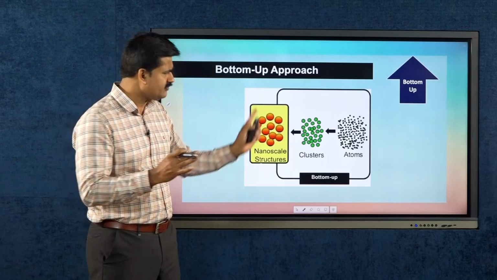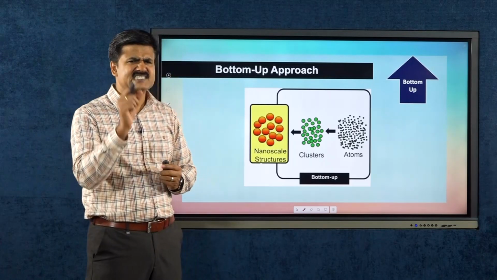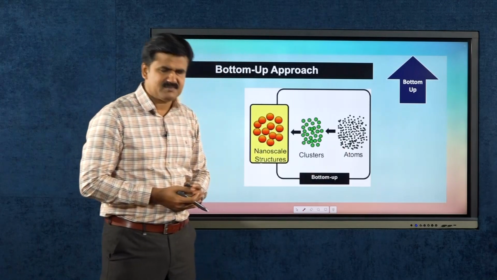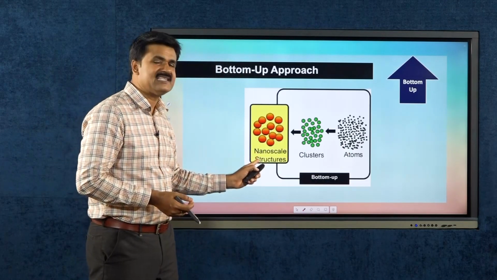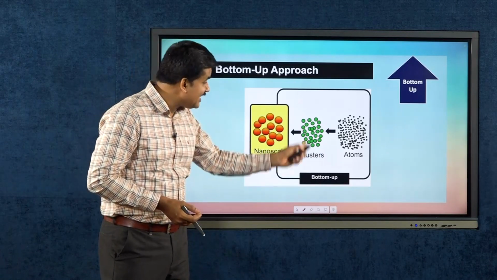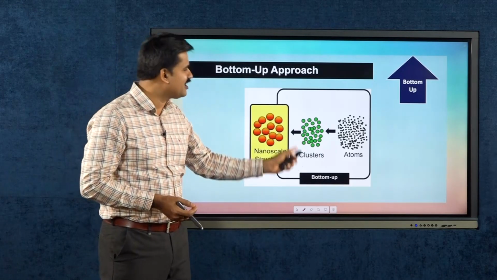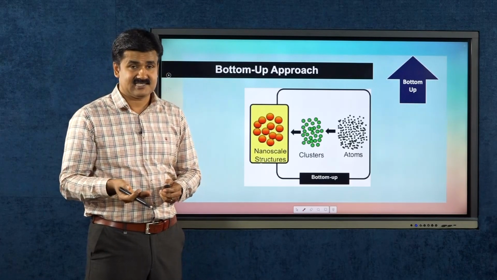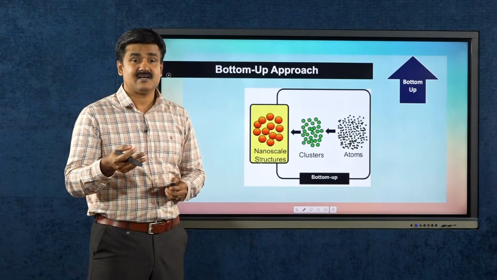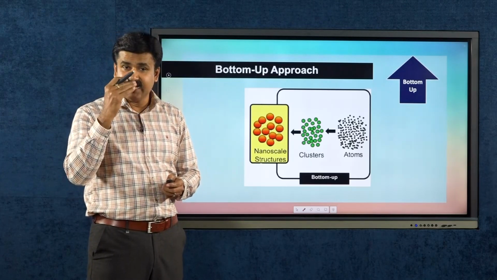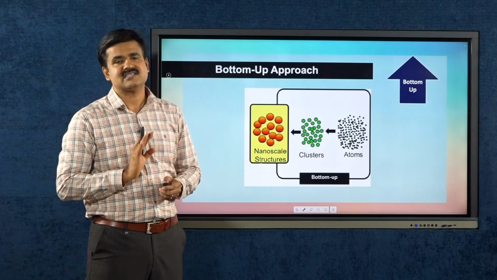From the picture, it is very clear that the smallest particles are atoms and the biggest one is the nanoparticle. In this picture, there is an intermediate also. The intermediate is clusters. So, what are nanoclusters? Nanoclusters are assemblies of atoms which are less than nanoparticle size.